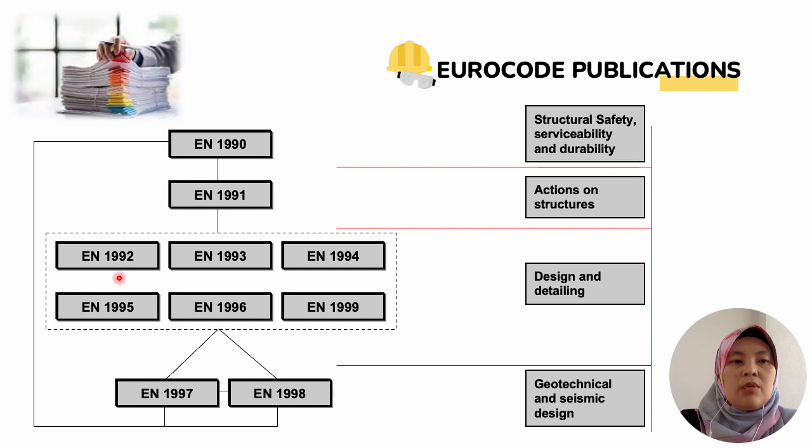We also have various Eurocodes that are used for design and detailing. These depend on the materials that we will be using in our structural design. And then we also have EN 1997 and EN 1998, which are particularly for geotechnical and seismic design.